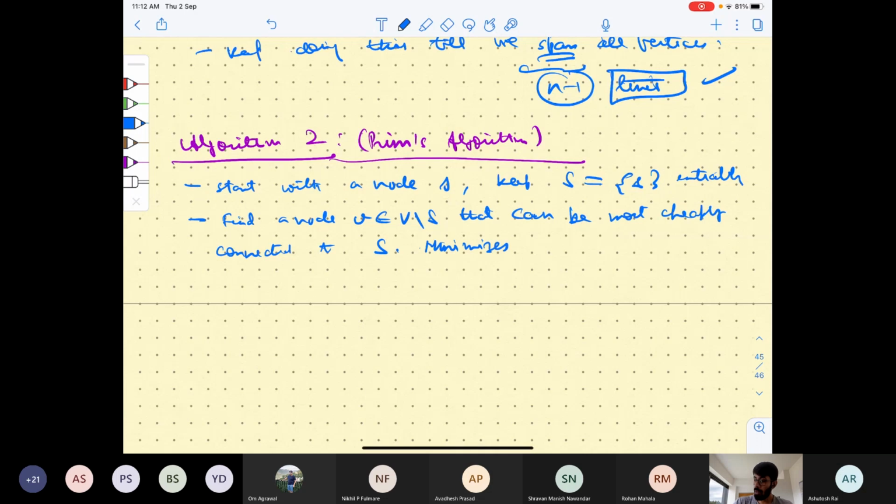the minimum over u belonging to S of the cost of uv. And then add uv to T and continue for, let's say, n minus 1 steps, so that all the vertices are reached.